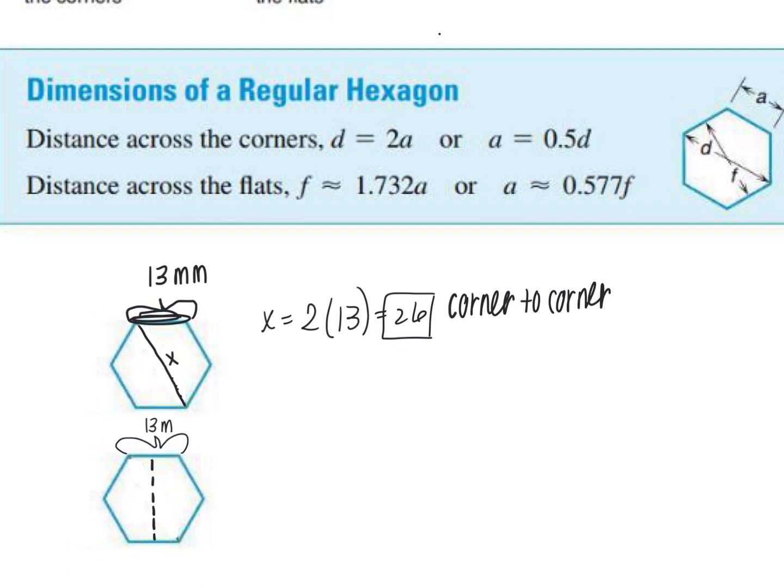Well, now I want to take that same hexagon and find the distance across the flats right here. And we have a formula for that. The distance across the flats is going to be approximately 1.732 times A. Remember that A is 13 millimeters. So the distance across the flats, I'm just going to call it Y in this case.